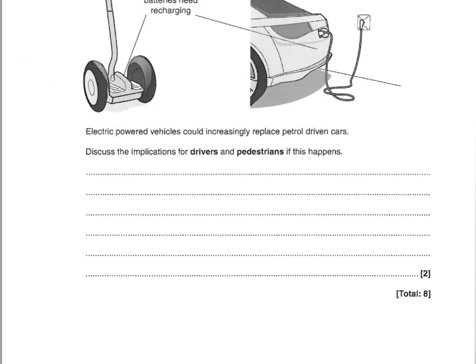So you need to say the driver needs to recharge the battery, or the driver has a limited range, or the driver has a limited top speed, or it's more economical to run for the driver, and that there's a danger to pedestrians for vehicles on roads. Or it's good for pedestrians if there's less noise pollution. So you must make sure you link your answer to the correct one.